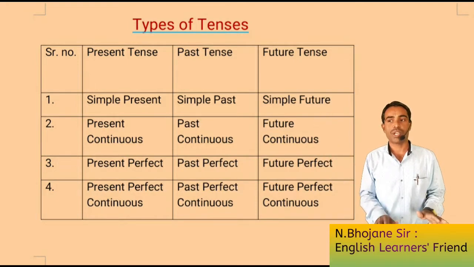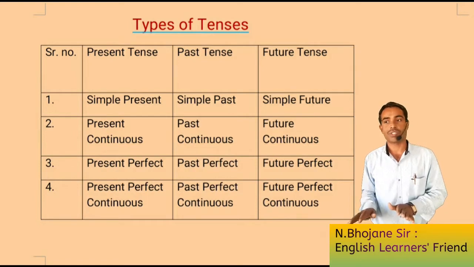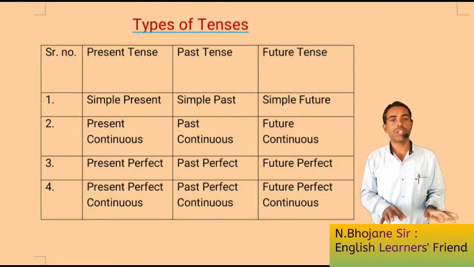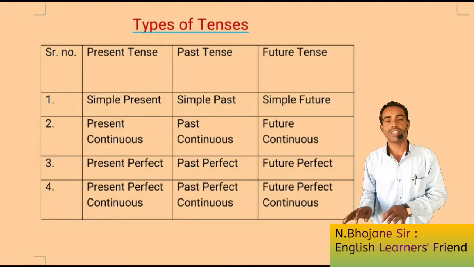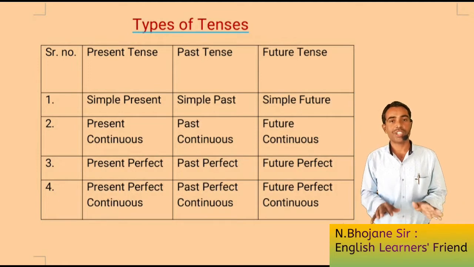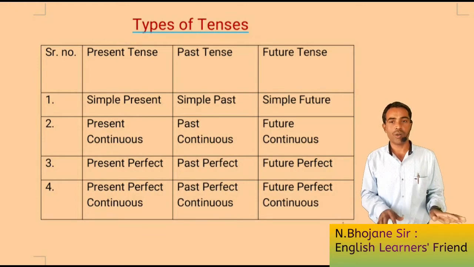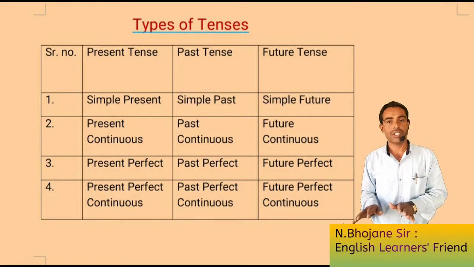There are four aspects: simple, continuous, perfect, and perfect continuous. Based on these aspects, there are 12 tenses: simple present, simple past, simple future, present continuous, past continuous, future continuous, present perfect, past perfect, future perfect, present perfect continuous, past perfect continuous, future perfect continuous. These are 12 tenses in English. Now we will learn these tenses one by one.